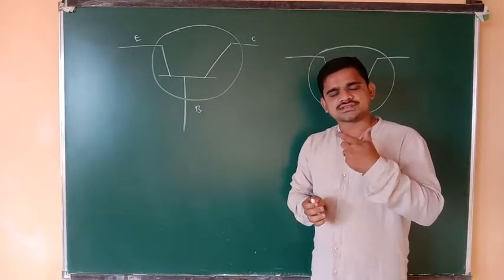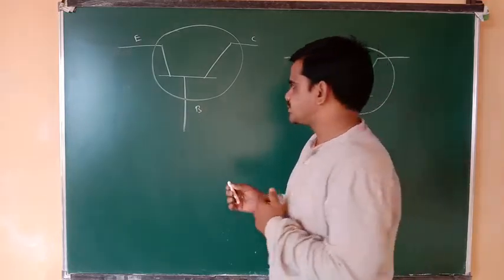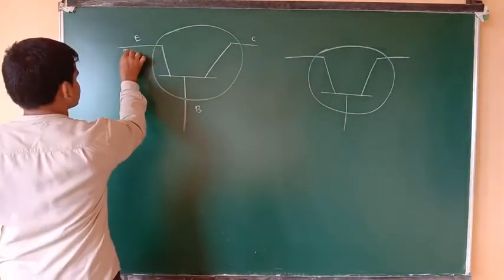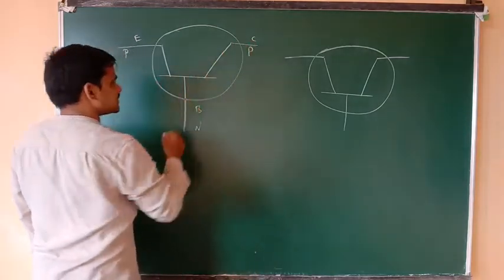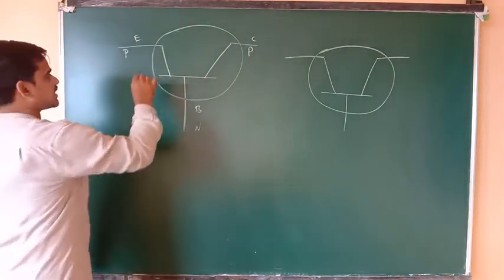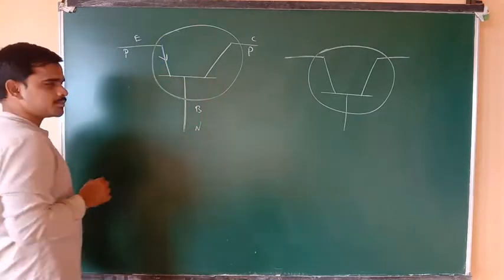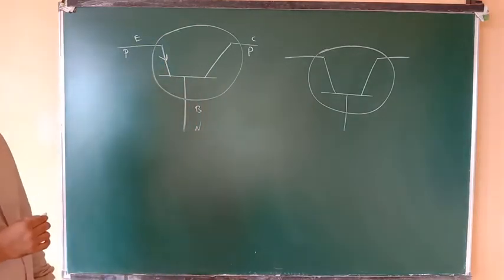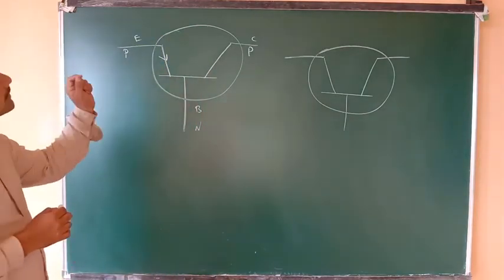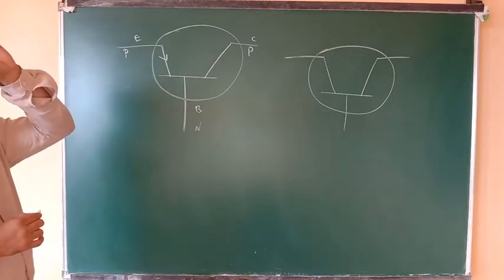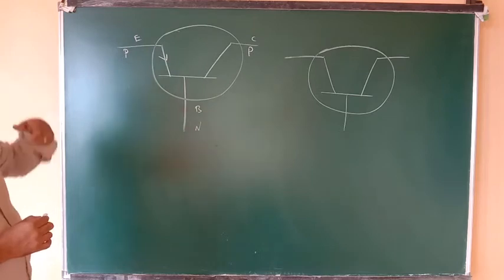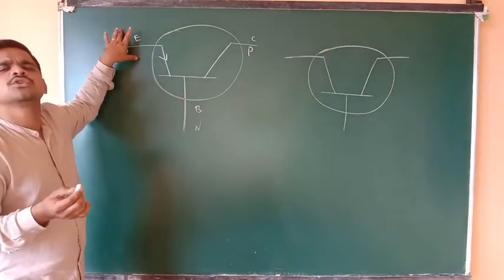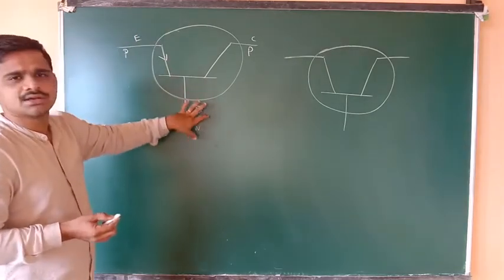Now in the case of a PNP transistor, the emitter is p-type semiconductor, the base is n-type semiconductor, and the collector is also p-type semiconductor. I can write the arrow mark in this direction because the holes in a PNP transistor move from emitter to base. The p-type emitter has more holes, but the holes travel towards the base.